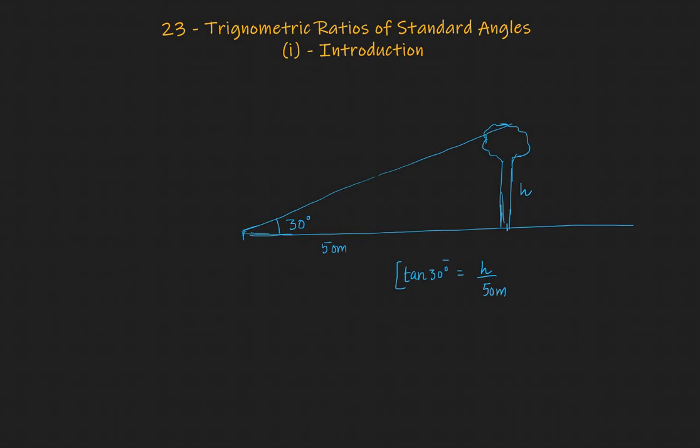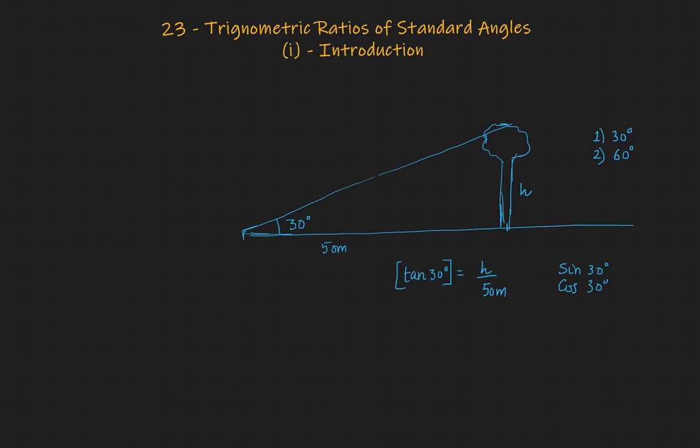And we can actually find out the values of tan 30 and other trigonometric ratios like sine 30, cos 30, and so on, right? So in this video, we are going to focus on two angles. One is the 30-degree angle, to find the various trigonometric ratios of the 30-degree angle. And the second one would be the 60-degree angle.